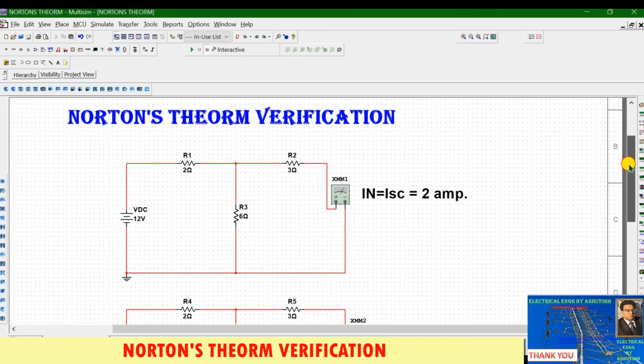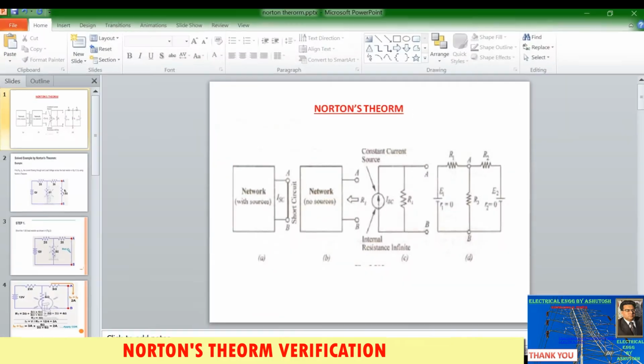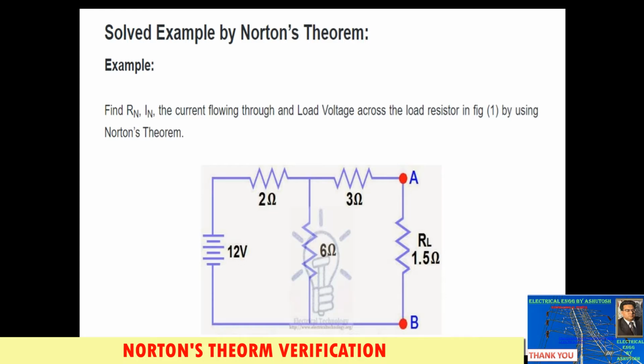Today I have presented the verification of Norton's theorem. You can see I have drawn the circuit diagram. Basically this is the circuit diagram of Norton's theorem. This is the problem.